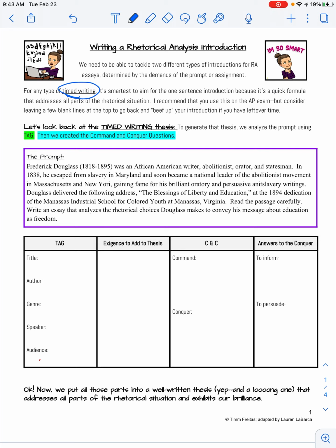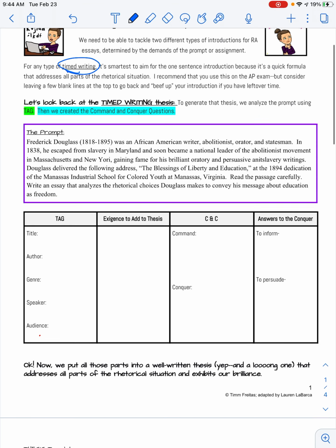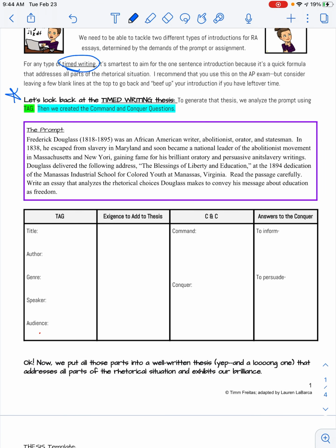So before we get to the second type of introduction, I want to look back at the one that we did in the fall and make sure that we are proficient in that type of thesis statement, or one-sentence introduction. The first thing that we do is that we rely heavily on the prompt to get a lot of our information in order to generate the thesis. We have some of this information already from the book, but I put it into this prompt here. So I'm just going to read this to us.